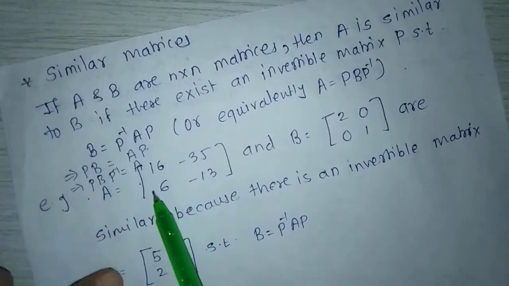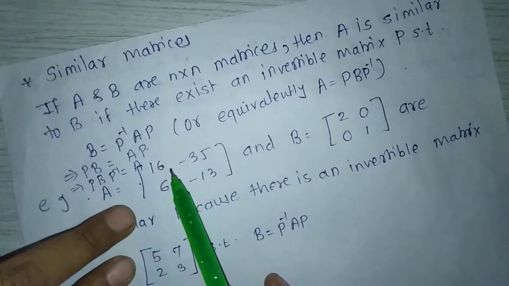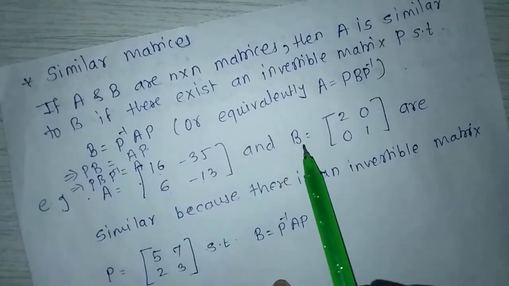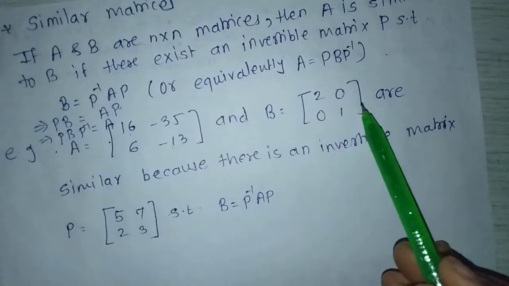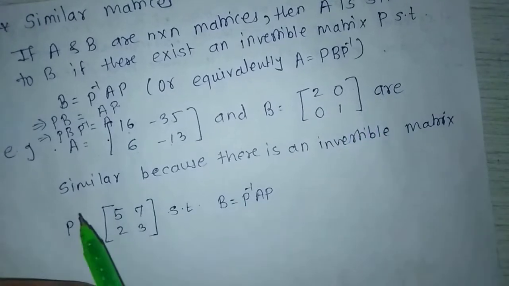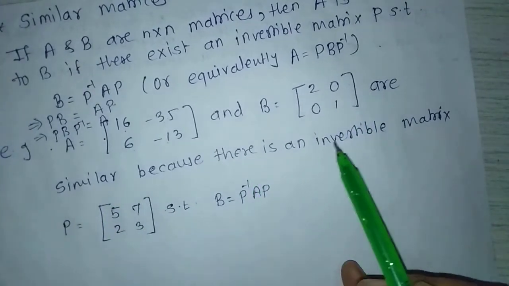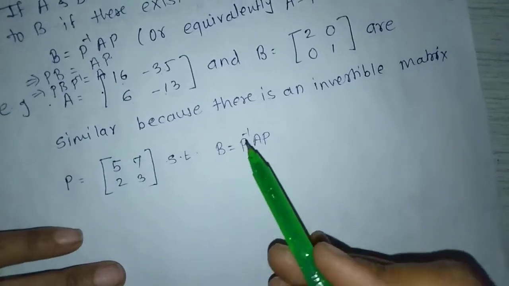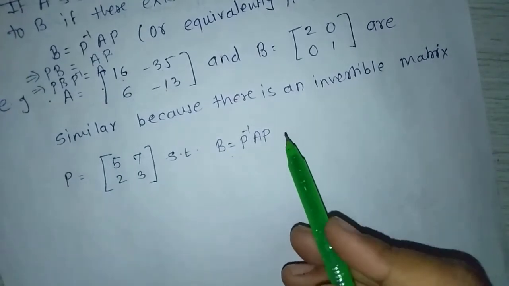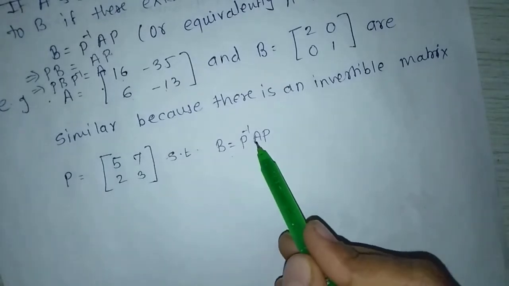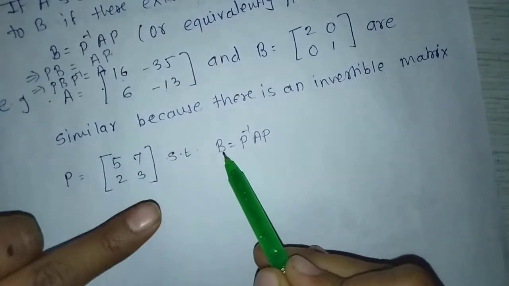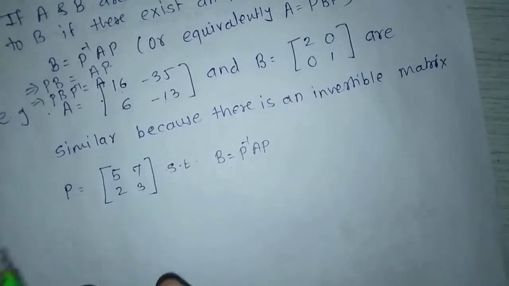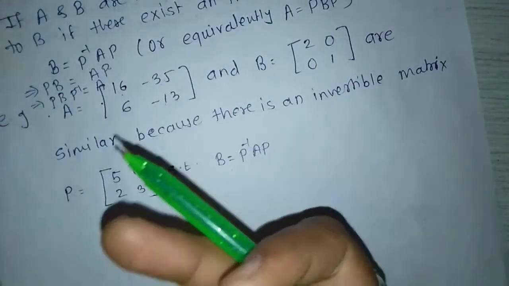Next, for example, A equals the 2 by 2 matrix with entries 16, minus 35, 6, minus 13, and B equals the 2 by 2 matrix with entries 2, 0, 0, 1. They are similar because there is an invertible matrix P equal to 5, 7, 2, 3 such that B equals P inverse AP. When you calculate P inverse AP, you get B equal to 2, 0, 0, 1. So we can say that A and B are similar matrices.